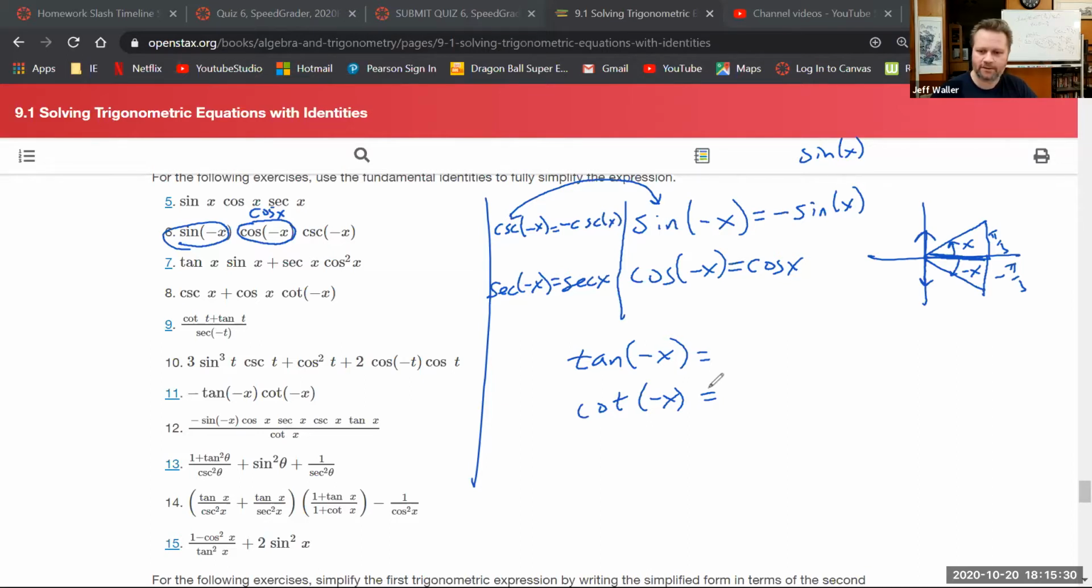Tangent of negative x is going to be negative tangent x, right? Yes, because tangent is sine over cosine. And of course, if one piece of it changes sign and the other one doesn't, the whole thing changes sign.